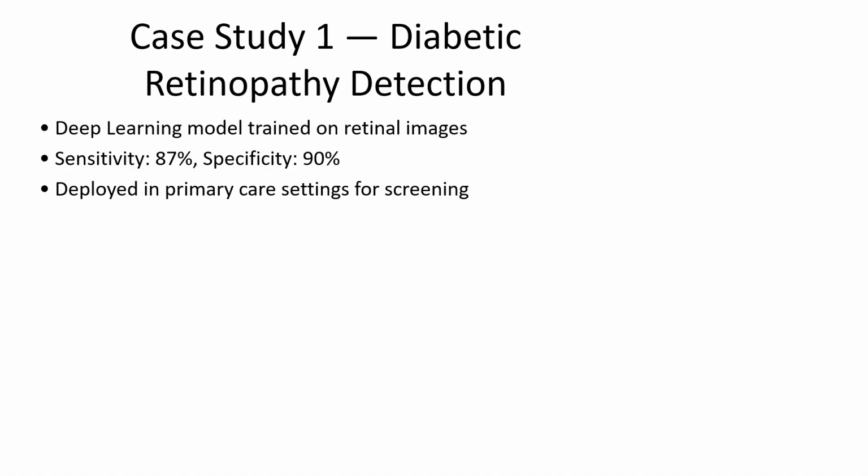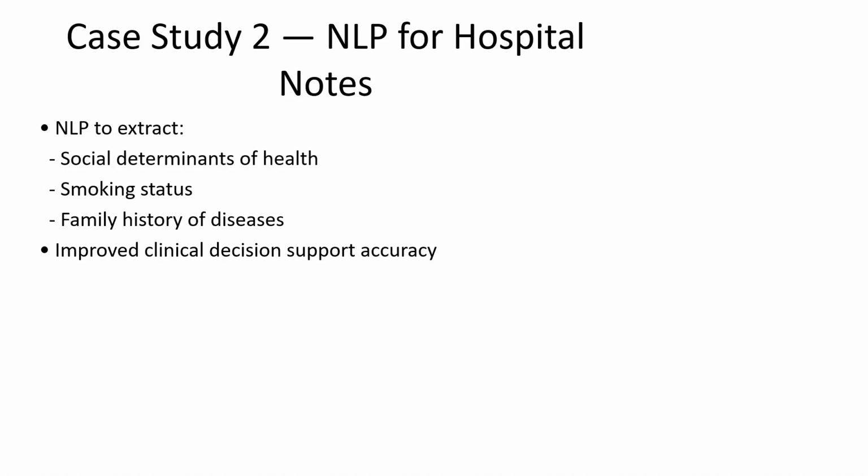This is the famous case study called diabetic retinopathy detection, where we use a deep learning model to train on the retinal images. From the trained retinal images, we predict new ones. In this case, we have 87% sensitivity and 90% specificity, and it is deployed in primary care settings for screening.